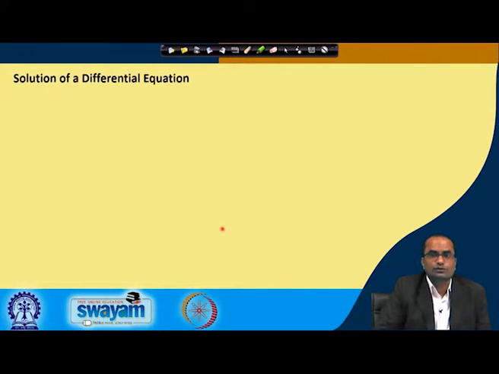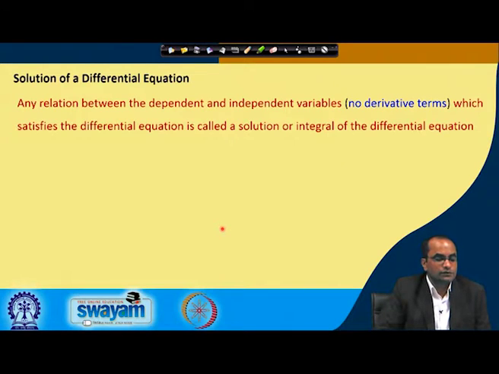Now, coming to the solution of a differential equation. Any relation between the dependent and independent variables without the derivative terms, because in the solution we do not want to see derivatives as in the differential equation, which satisfies the differential equation is called a solution or the integral of the differential equation.